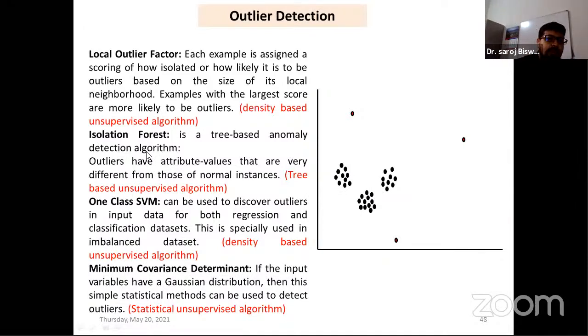If you have multiple options, then which option would be good? You have to do data exploration and data visualization. If you have a data set where the attribute values are very much different, then isolation forest can be used. And if the input data are distributed in, say, a Gaussian distribution, then you need to use this technique. Fine.